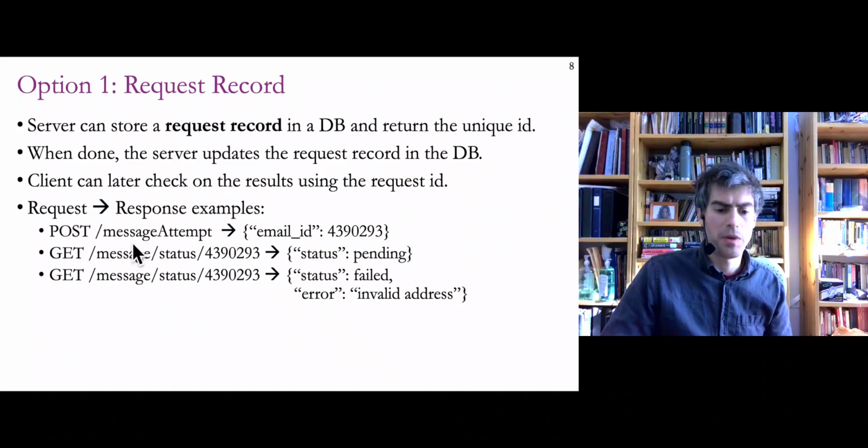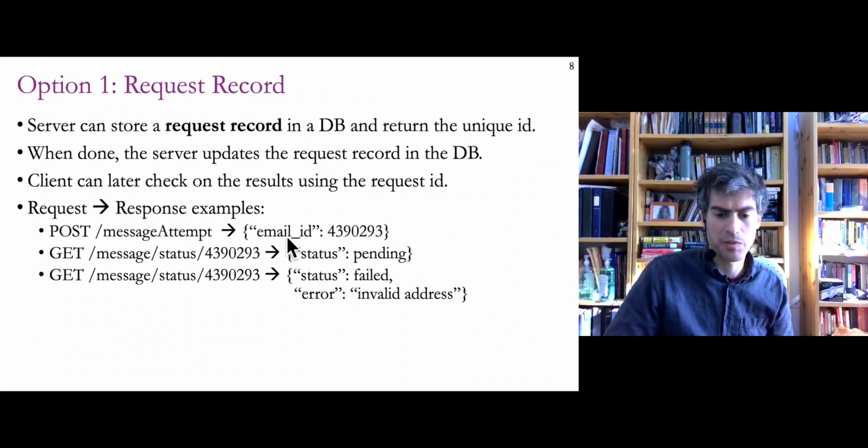First, it posts a message attempt to the mail server, and the response it gets back is an ID. So the server again says, okay, I'm going to try to deliver the message. But in addition, it says that this is message number 4390293. Now, this doesn't mean the message was delivered. It just means that this message has an identity to it.